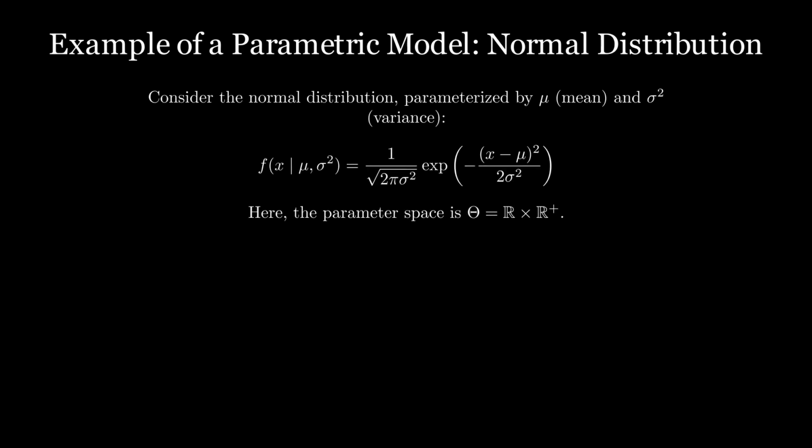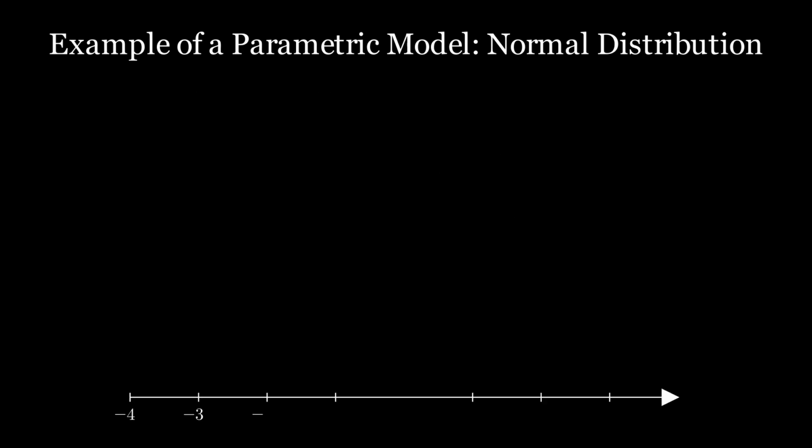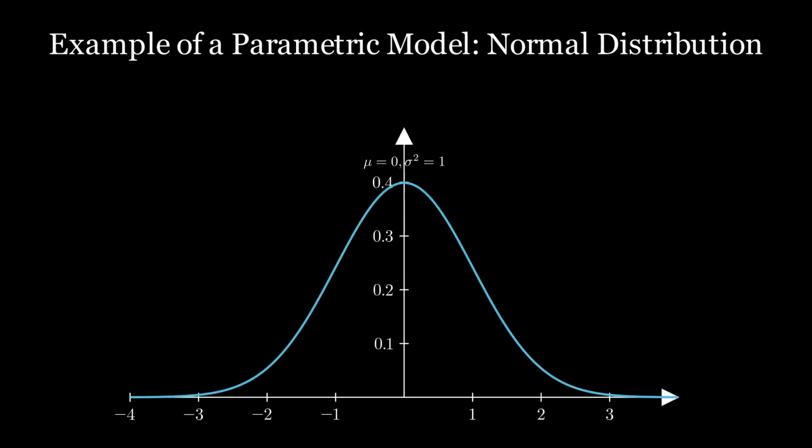Consider the normal distribution, which depends on the mean and variance. The parameter space includes all real numbers for the mean and all positive numbers for the variance. We'll visualize the normal distribution for different variances with a fixed mean of 0. Three curves will represent variances of 1, 2, and 4.